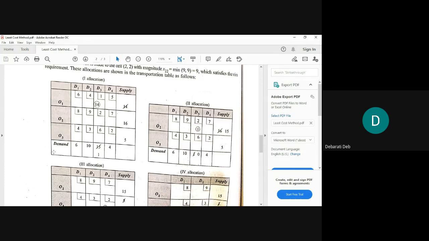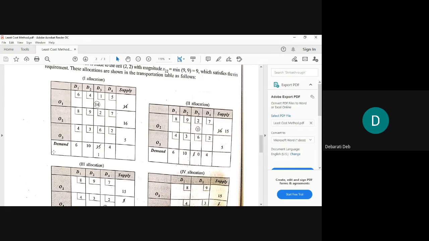Done? Have you drawn the format with bigger boxes? The costs will be, okay, row side costs are 6, 4, 1, 5, 8, 9, 2, 7, 4, 3, 6, 2. And the supply side's totals are 14, 16, 5 and 6. And the demand side totals are 6, 10, 15 and 4.